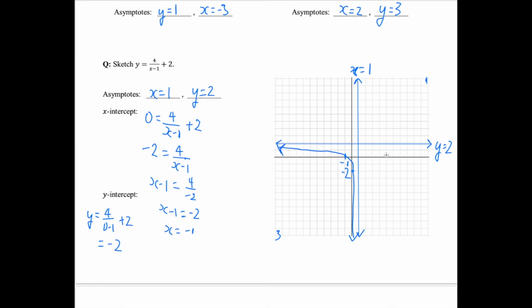And to find a point in quadrant 1, we can substitute a value of x that's greater than 1. Okay, so we can substitute x equals to 2. So when x equals to 2, what does y equal to? So you have 4 over 2 minus 1, which is 4, plus 2 gives you 6. So when x equals to 2, y equals to 6. So 1, 2, 3, 4, 5, 6. There we go. So then we just draw a line that goes to this point in the first quadrant. And there we have it. How to sketch a complicated hyperbola.